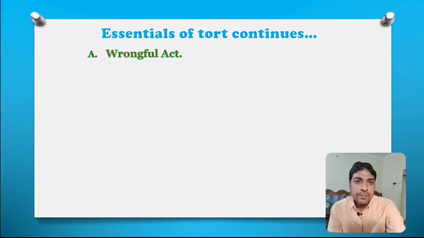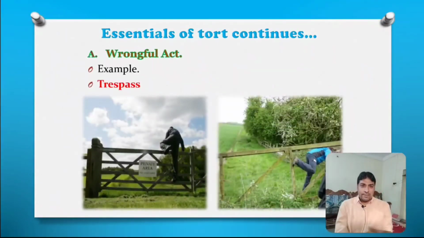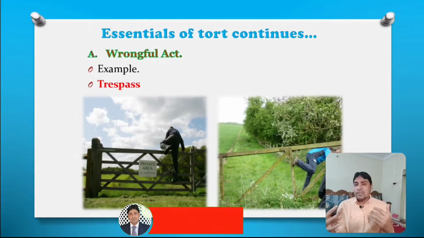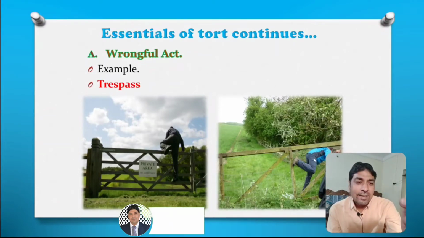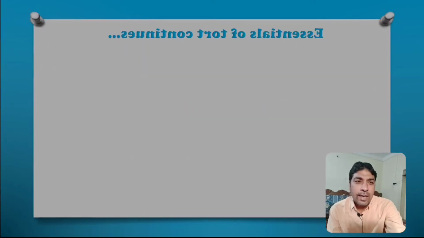Next one is trespass. We know very well, if we want to enter into the premises of any person, we cannot enter without obtaining his permission. But suppose we enter without obtaining his permission, our act will be a wrongful act and we will be held responsible for the trespass. So you can see in these two images, this is the example of a wrongful act.